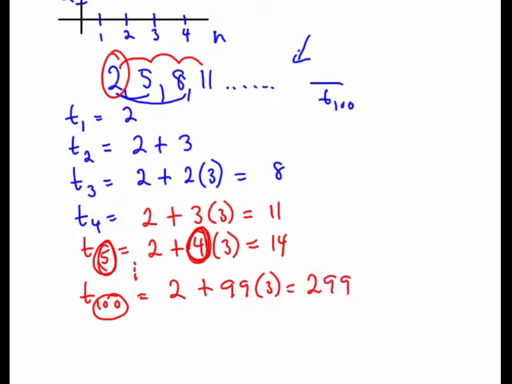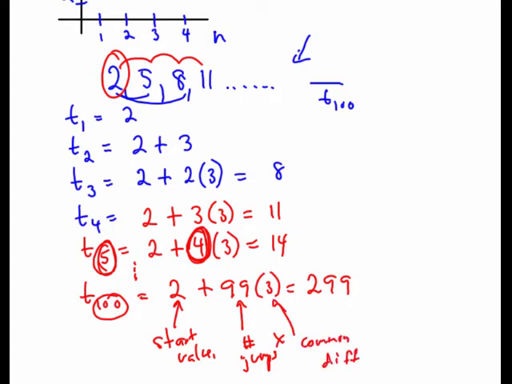So we have a pattern here that applies to all arithmetic sequences, and that is that if we take our starting value, and we add the number of jumps times the common difference, we will get the value of the term we're looking for, in this case the 100th term.